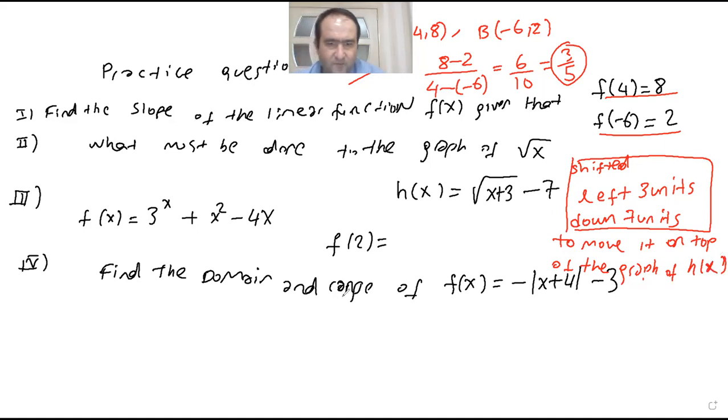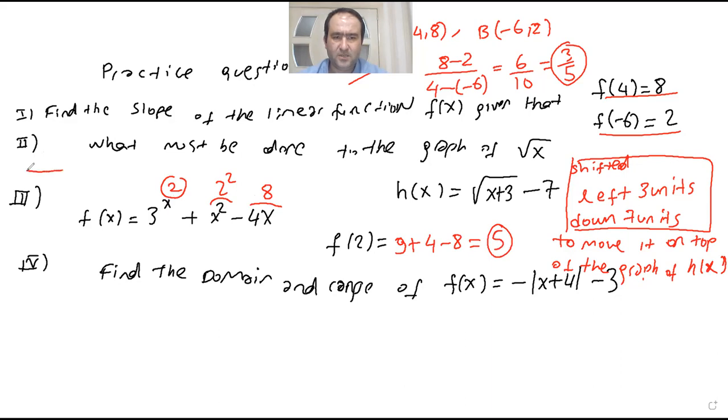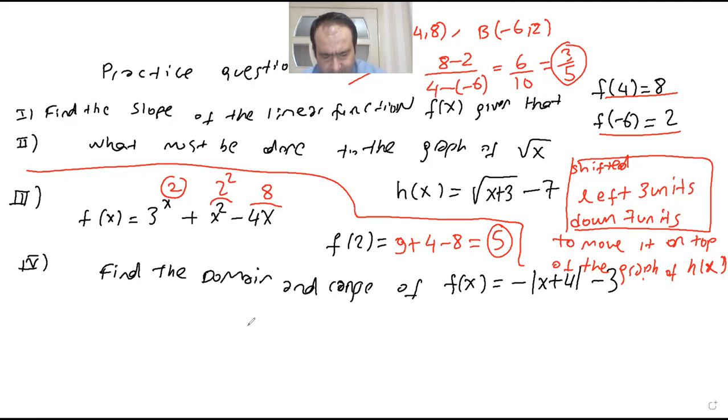And the third answer: let me apply 2 squared, 4 times 2 is 8. Yeah, 6 plus 4 minus 8 is equal to 5. The answer of the third question is 5. Okay, find the domain and range of this.